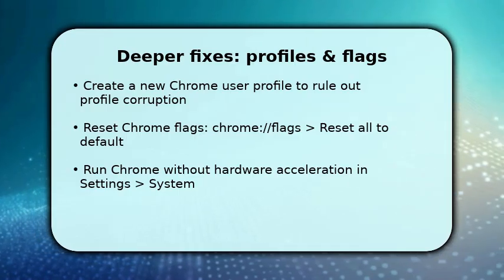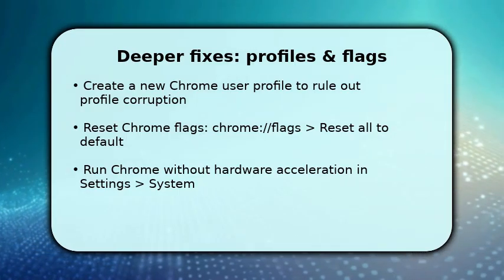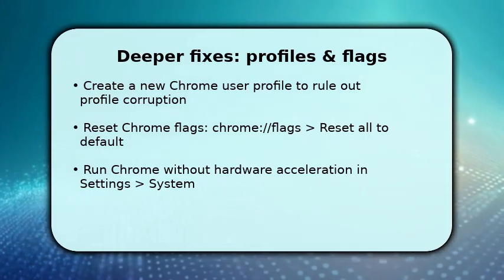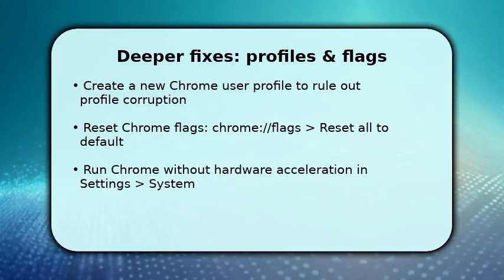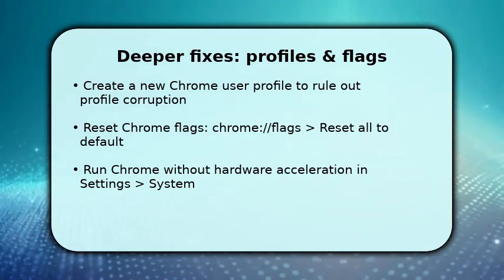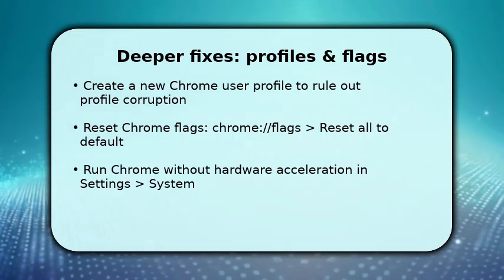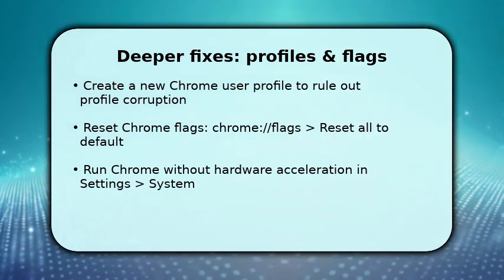Next, reset experimental flags to default. Odd flags can break rendering. Then disable hardware acceleration. Some GPU drivers conflict with Chrome. After toggling that, relaunch the browser and observe rendering. If rendering improves, update or roll back your graphics driver to prevent recurring issues.